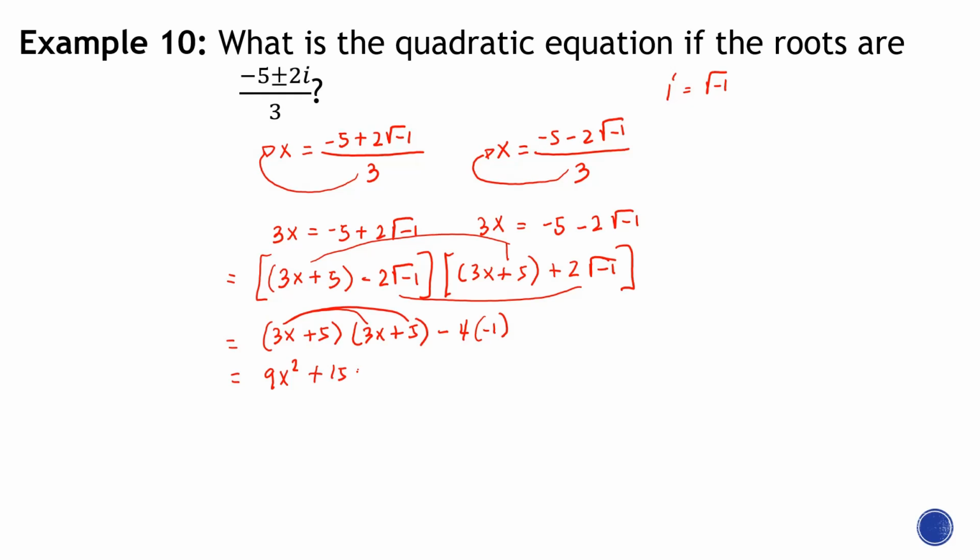Apply that here, and this gives us 9x squared plus 15x plus 15x. This is plus 25 plus 4. Finally, combine this and that one. This gives us 9x squared plus 30x plus 29.